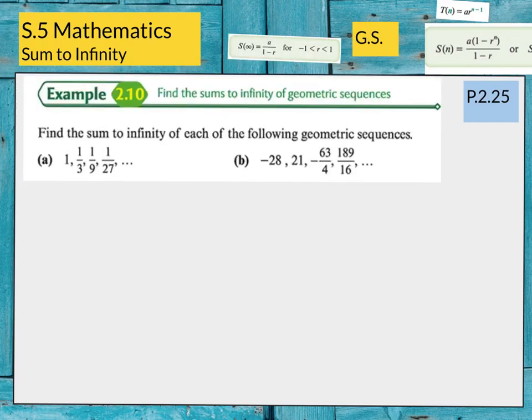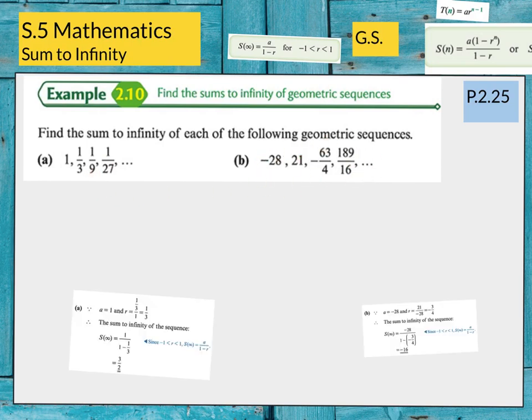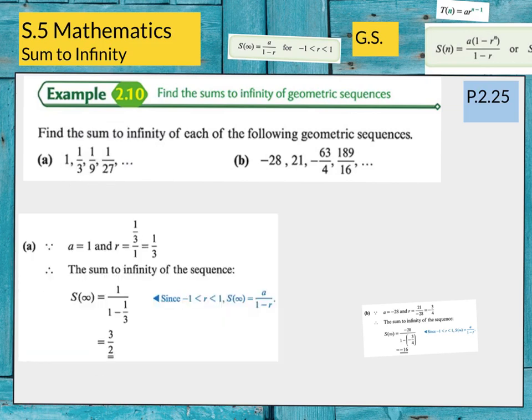So please go to page 2.25. This is example 2.10. In each case, you are asked to find the sum to infinity of each of the following geometric sequences. So this is the first one. Check the R. This is part B. The question is actually asking you to do 1 plus 1 over 3 plus 1 over 9 plus 1 over 27 plus forever, but the English just changed to sum to infinity for the sequence. Let's have a look at the answer.